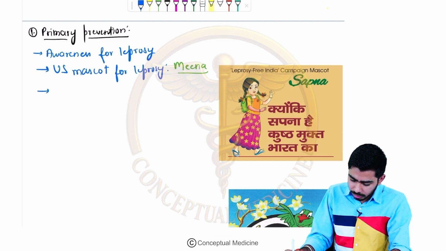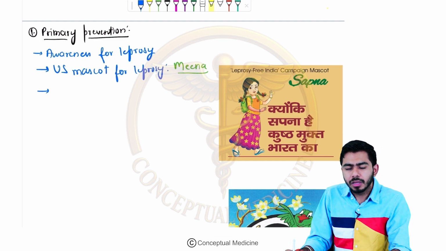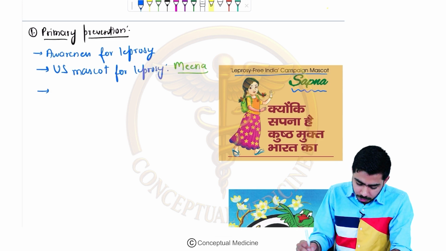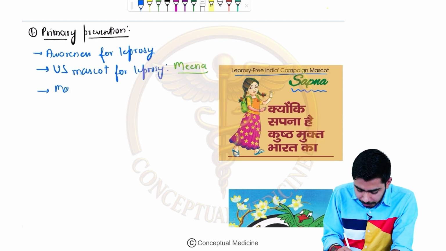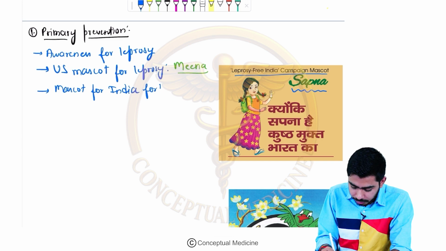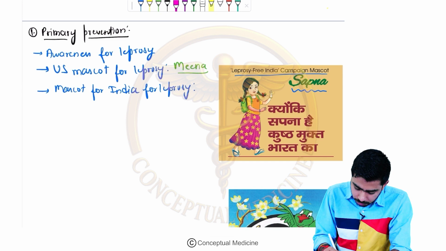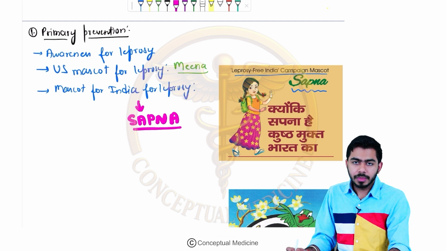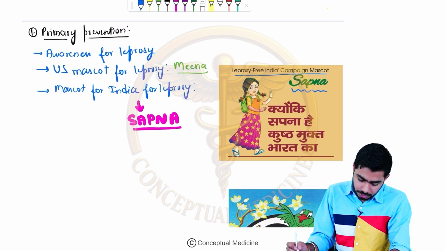And the third thing is the Leprosy Free India campaign mascot. You can see it over here. The mascot for India for leprosy, what was the name? The name was Sapna. Please do remember that.